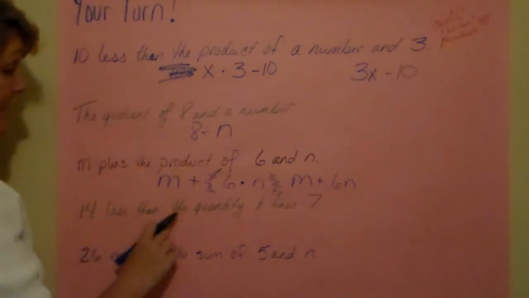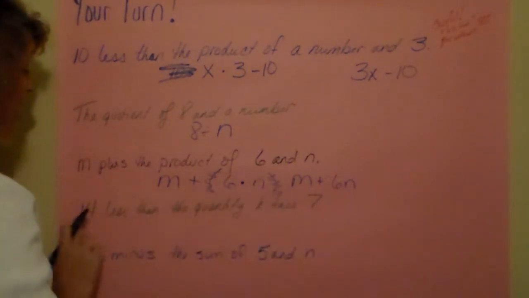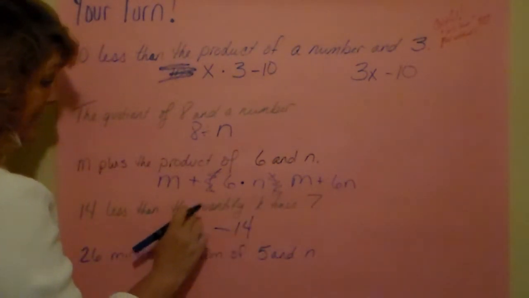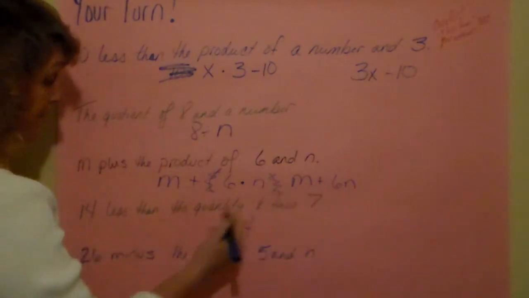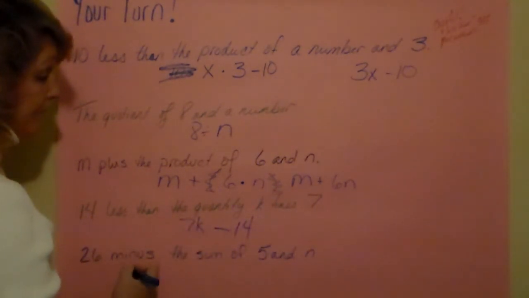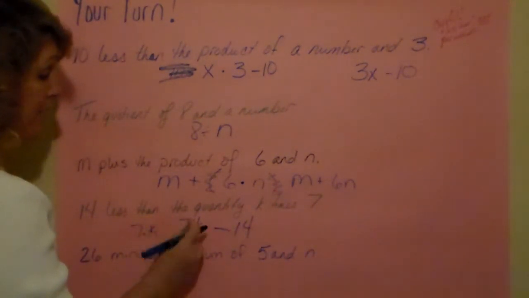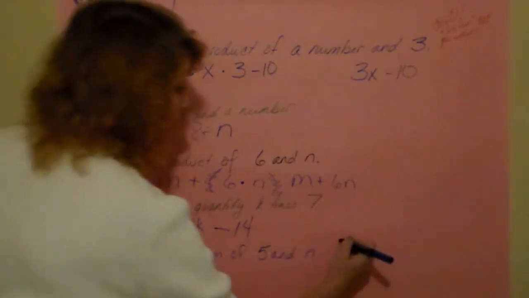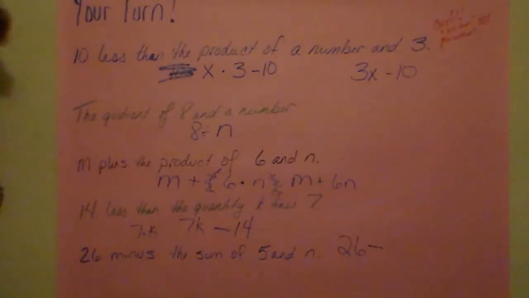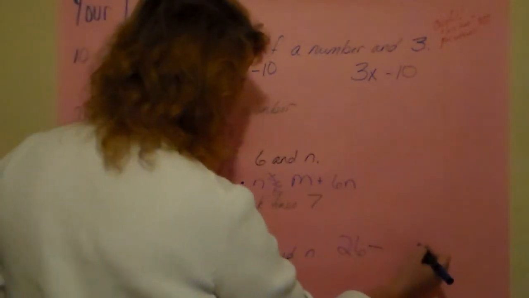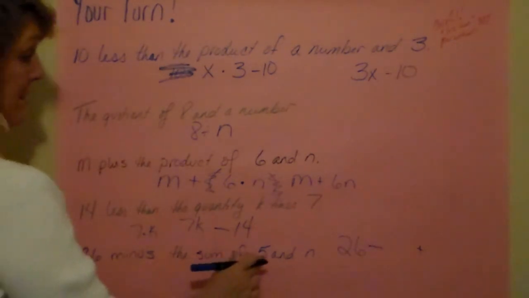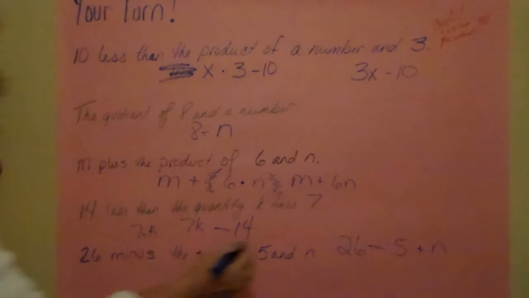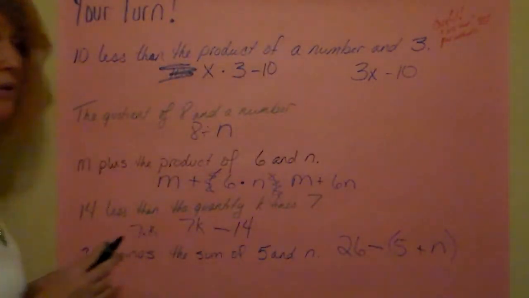That's fine. 14 less than the quantity k times 7. 14 less than means minus 14. The quantity k times 7. Well, that's 7k. You could say 7 times k, but I'd rather you said 7k. 26 minus. Now that means 26 minus the sum of, I'm going to add these two things together, 5 and n. 5 plus n. Do you need a parentheses here? No. You can have it, but you don't need it. Okay?